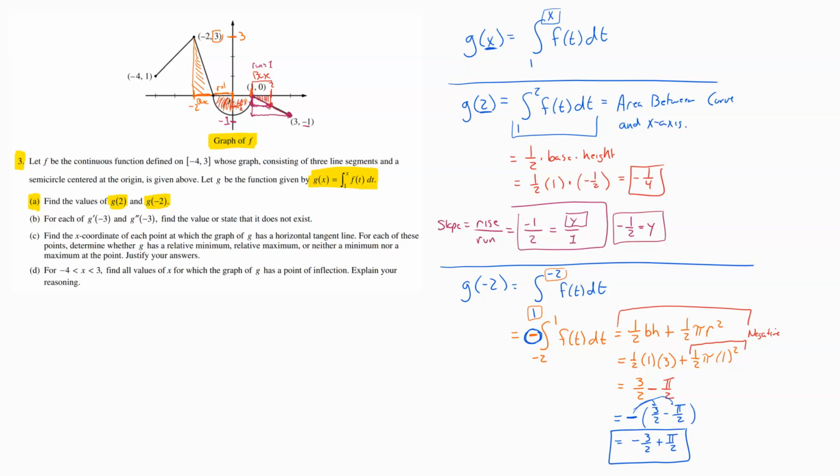So the tricky part on this was you had to pull the negative and not forget about it. And then you had to recognize that this area here was below the x-axis, so that area would come out as a negative. So there's our 2 answers.